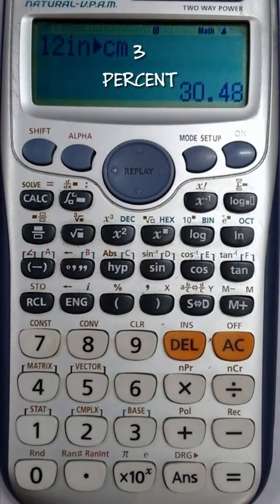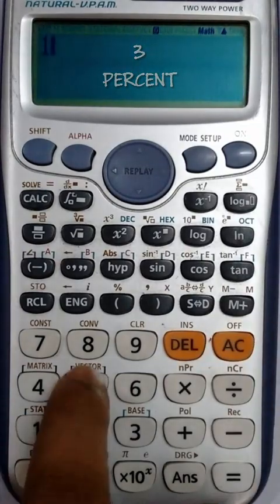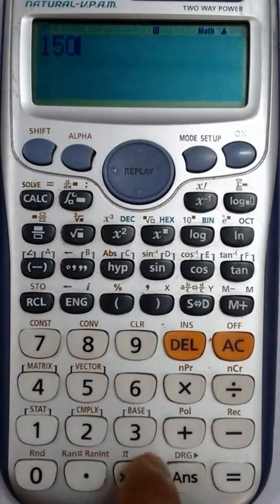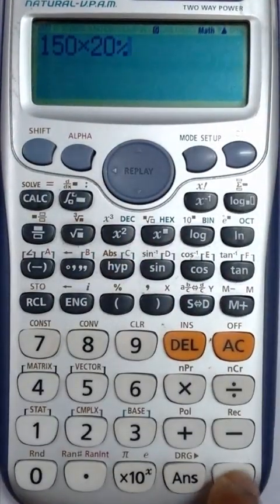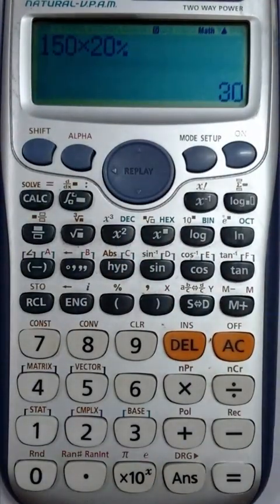Next technique is for percent calculation. I have one example, 150 times 20%. So how to deal with it? 150 times 20, Shift percent, 30. In this way you can use percent calculation on your calculator.